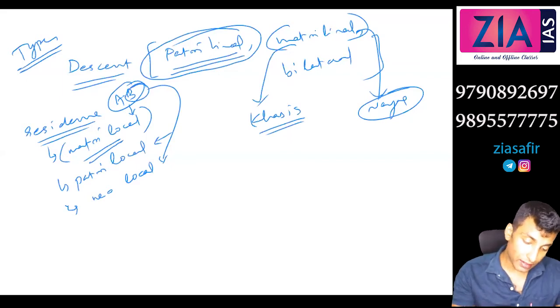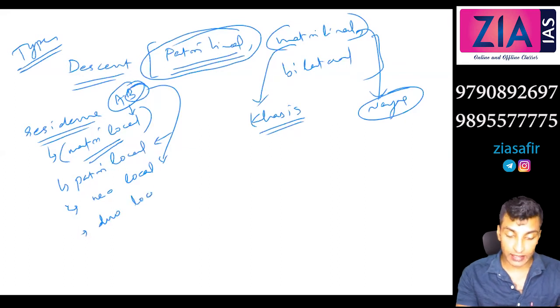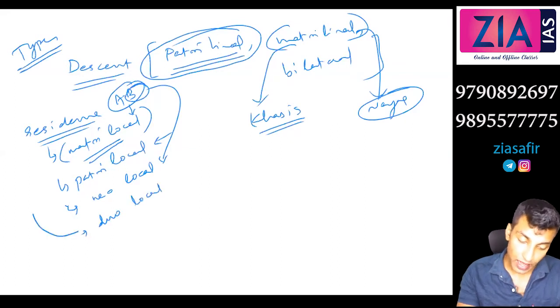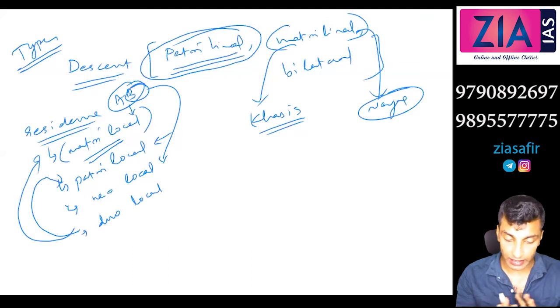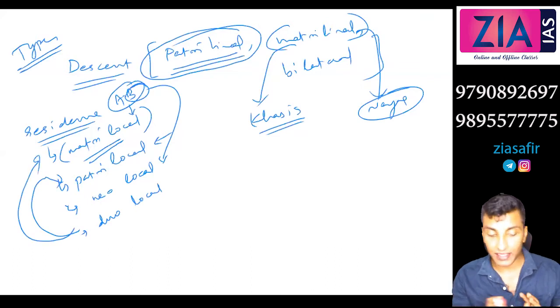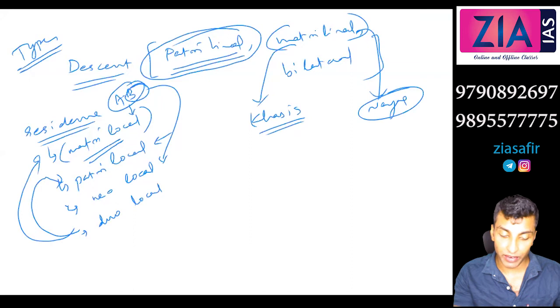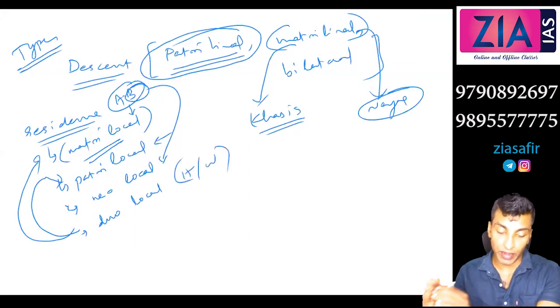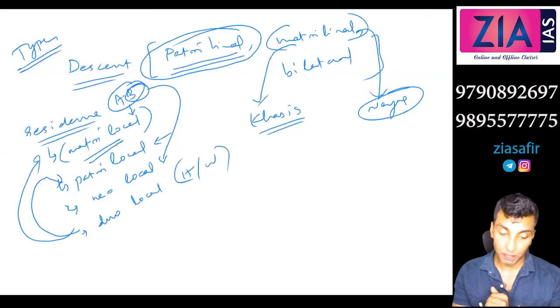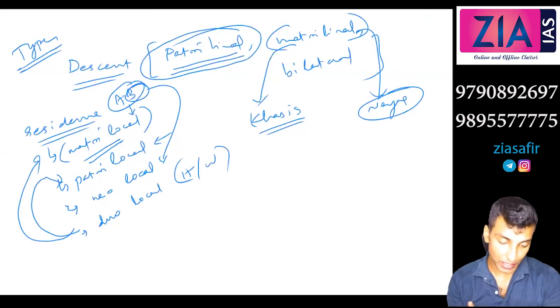Okay, and then there can be this concept duolocal, where they stay in father's house and mother's house. Or father, mother, what I mean to say here is husband and wife. I have one line towards female and one line towards male. Not exactly father and mother. You may be confused here.